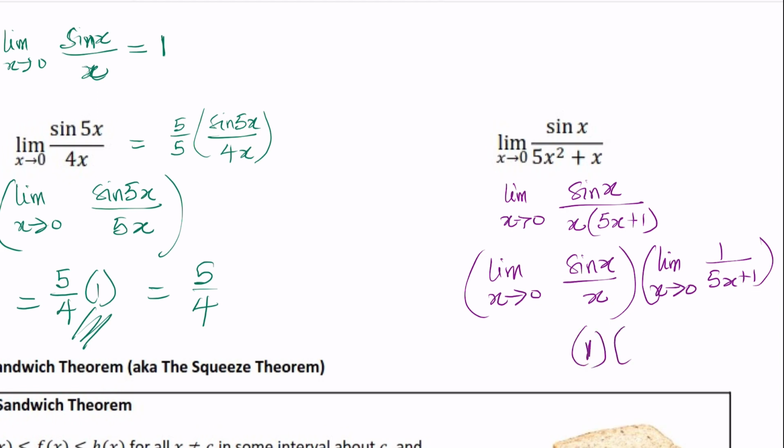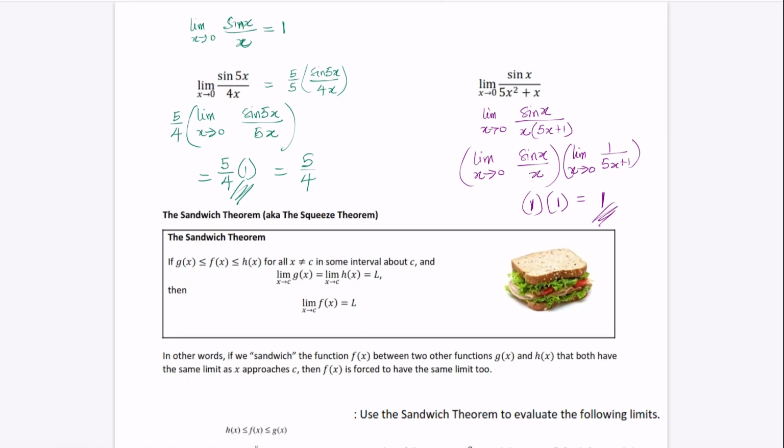And this gives us 1 over 0 plus 1, which is 1. And our answer is 1. So clearly, this is how to use trigonometric identities to solve your limits.